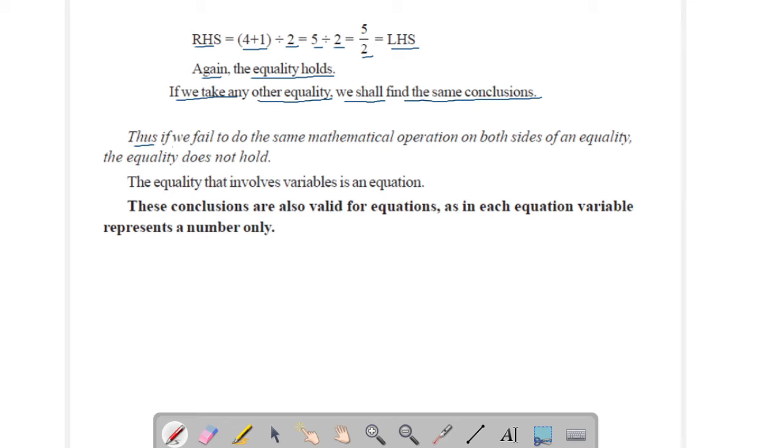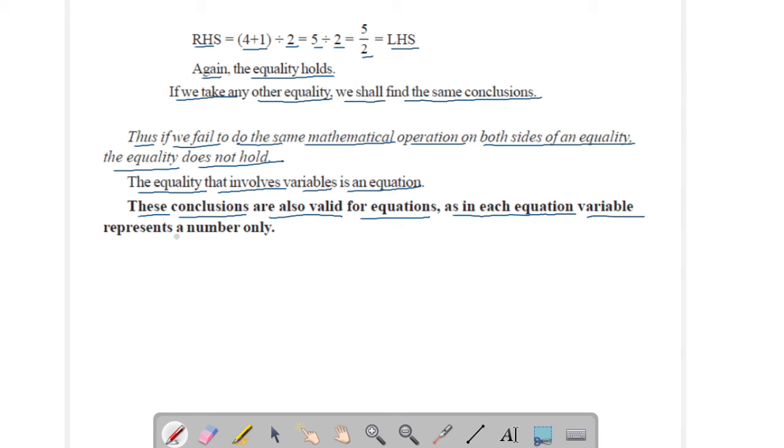Thus, if we fail to do the same mathematical operations on both sides of an equality, the equality does not hold. The equality that involves variables is an equation. These conclusions are also valid for equations, as in each equation variable represents a number only.